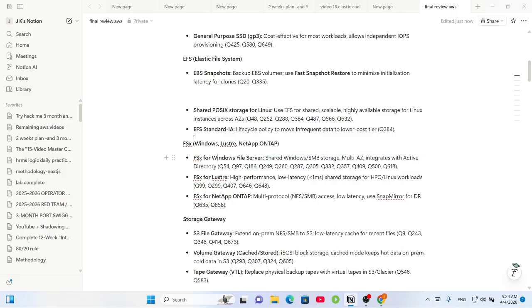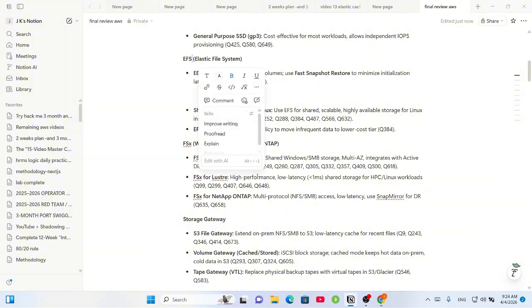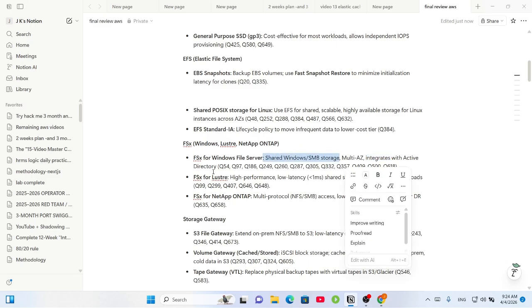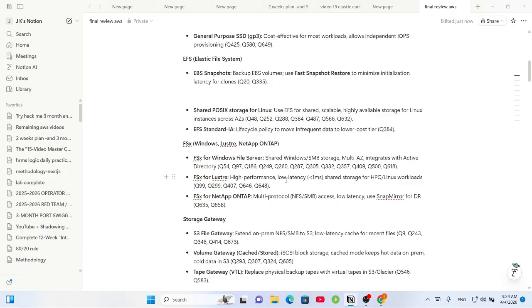This is the same idea as EFS, but it's used for the Windows environment. For Windows file server, it works with Active Directory, multiple availability zones. FSx for Lustre is basically high performance, low latency shared storage for HPC or Linux workloads. If you see high performance, low latency shared storage together, it basically means it's FSx for Lustre, or HPC Linux workload.